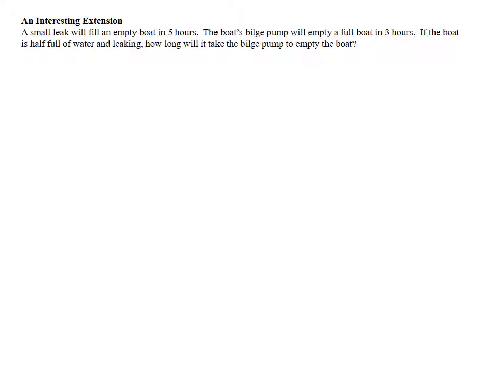If the boat is half full of water and leaking, how long will it take the bilge pump to empty the boat? So notice it's half full of water. This is something a little bit different. That means they need to get half the job done instead of the full job.